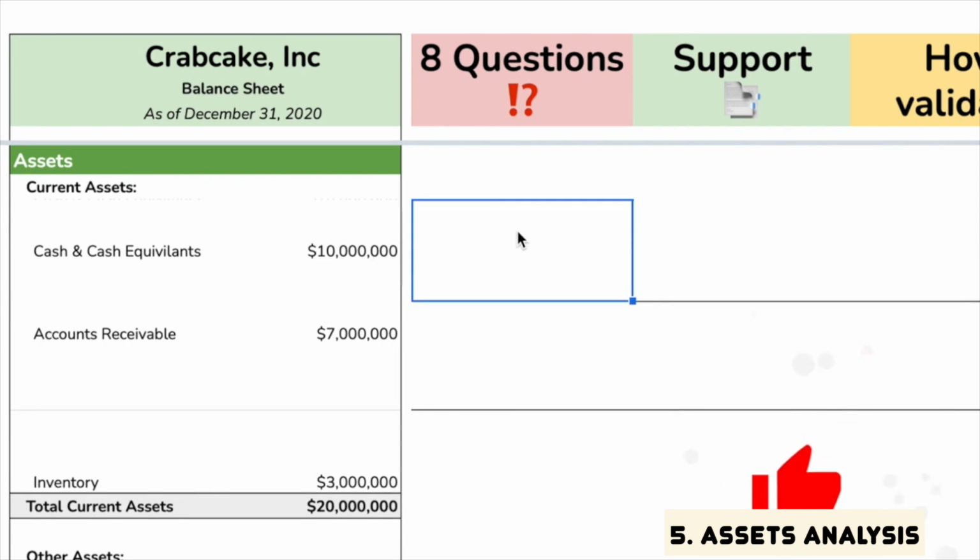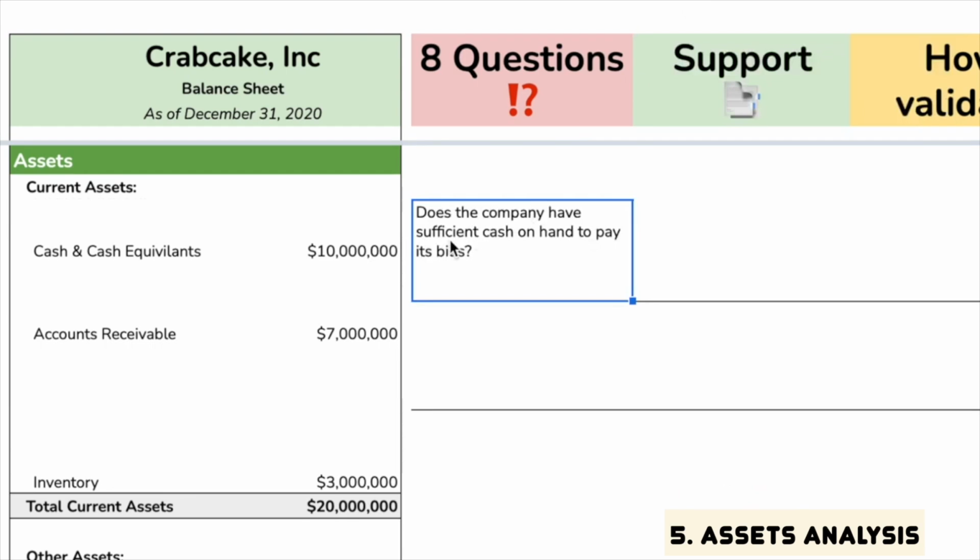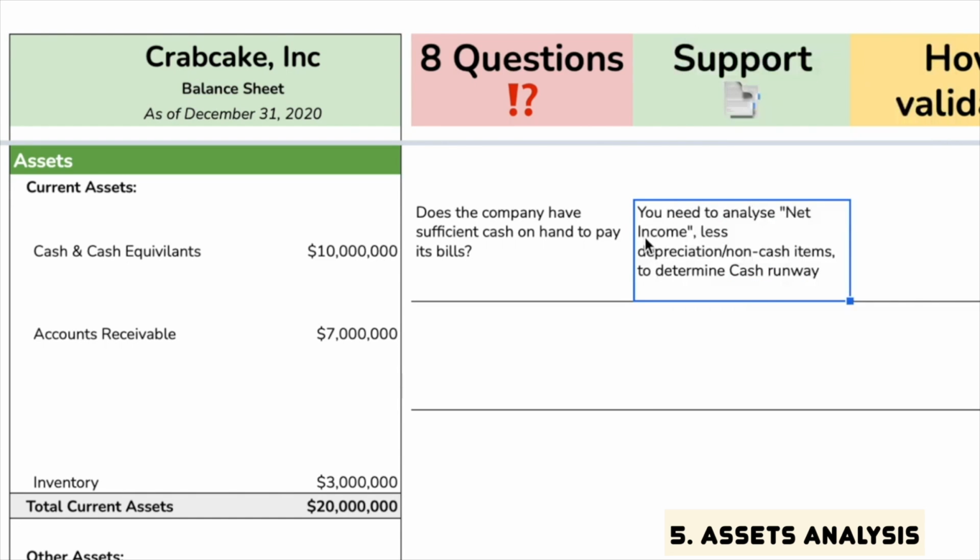So for cash and cash equivalent, the first question that comes to mind about cash is: does the company have sufficient cash on hand to pay its bills? And more specifically, like I said, if the company is not profitable yet. So the first thing you've got to do is look for the support. What is my support here? My support will be analyzing the net income, less depreciation and non-cash items, to determine cash runway.